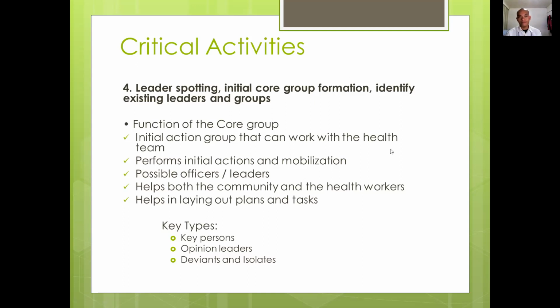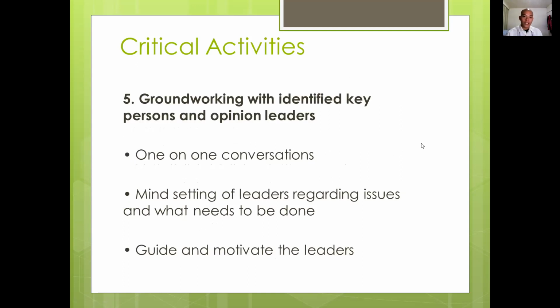Okay, mga tipong ganun. Okay, number 5 in your critical activities, groundworking with identified key persons and opinion leaders. Okay, once you have identified in number 4 who are the people who are influential, who are the leaders, we will do groundworking. Kumbaga, we want to orient them and we want to get their opinion. Okay, instead of talking to everyone, you just want to talk to the leaders. So for example, in your duty group, instead of me talking to everyone, I will just talk to your leader. Okay, so this is what I want to happen.